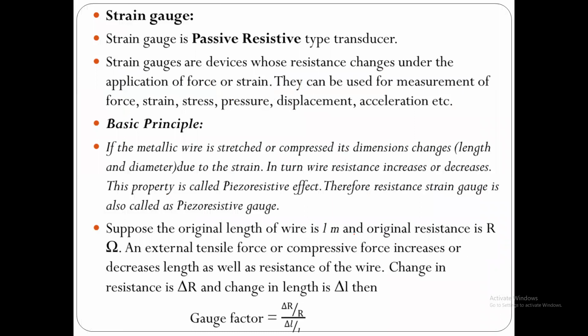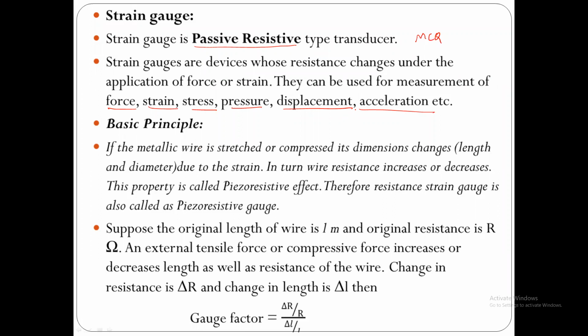Now try to see that. Strain gauge. What I say is that the first line is very important, which is almost 99% it will be asked for MCQ type of question. The strain gauge is a passive resistive type transducer. Strain gauges are devices whose resistance changes under the application of a force or strain. They can be used for the measurement of force, strain, stress, pressure, small displacement also, and acceleration, etc. Means for so many applications, the strain gauges are used.